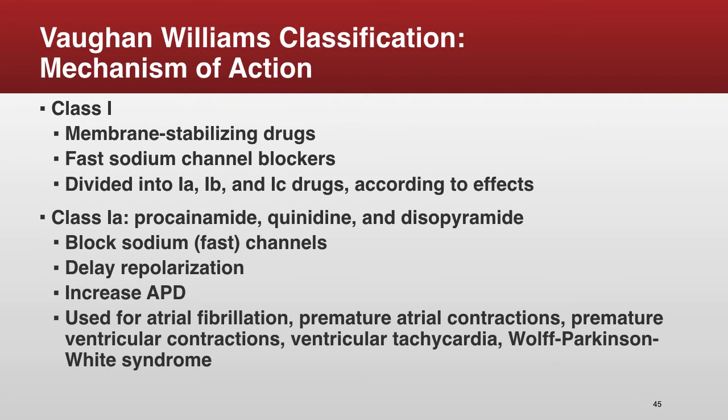The class 1A drugs, which include procainamide, quinidine, and disopyramide, block the fast sodium channels. They delay repolarization and increase the APD. They're used for atrial fibrillation, premature atrial contractions, premature ventricular contractions, ventricular tachycardia, and Wolff-Parkinson-White syndrome.